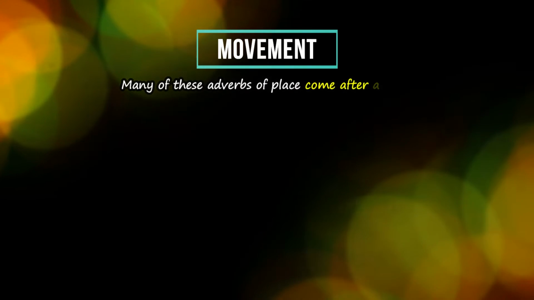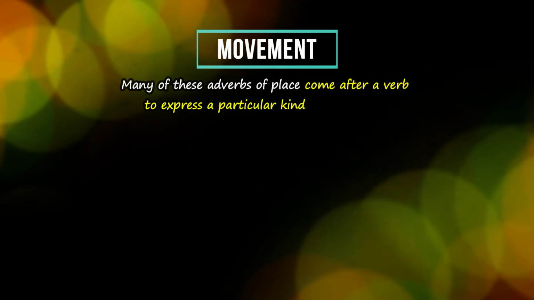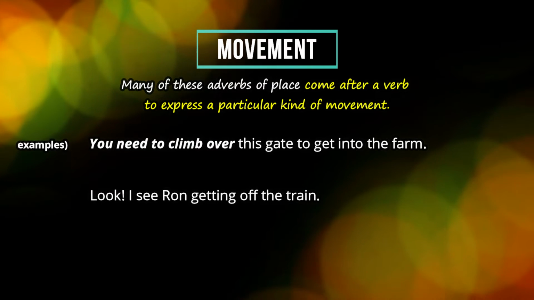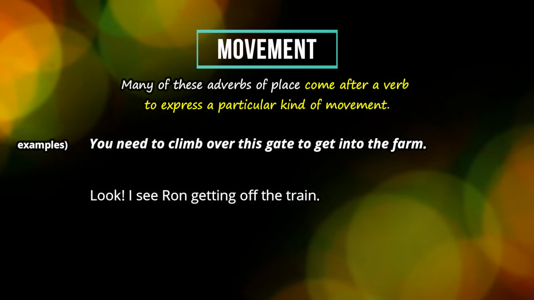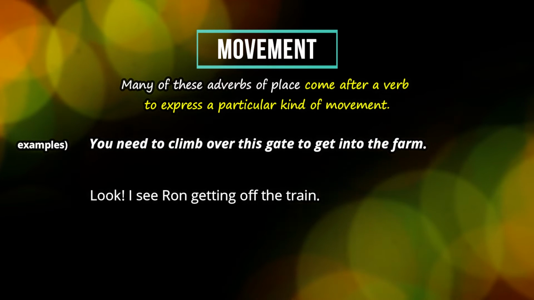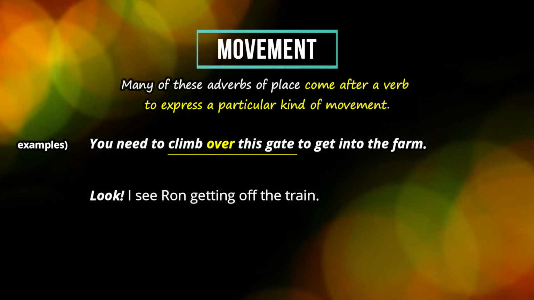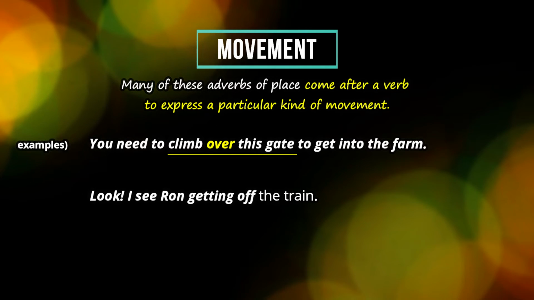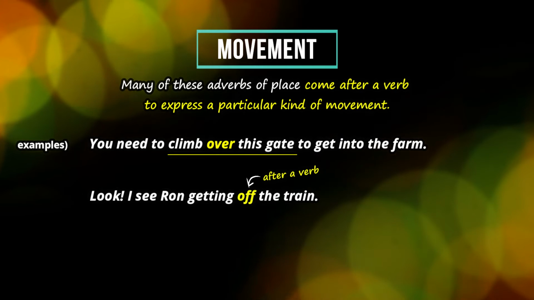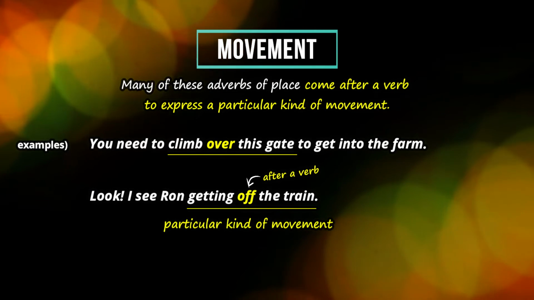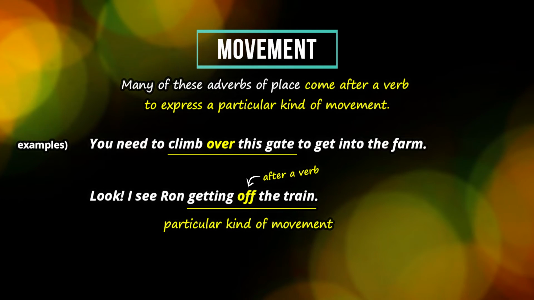The next category we're going to look at is movement. And many of these adverbs come after a verb to express a particular kind of movement. Like in the first example, you need to climb over this gate to get into the farm. Okay, that particular kind of movement is over. And in the second example, we have, look, I see Ron getting off the train. The adverb off, right, that's expressing a particular kind of movement, getting off something. In this case, it's the train.